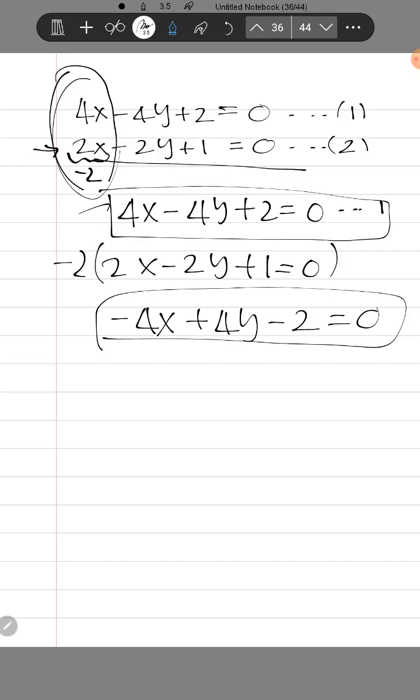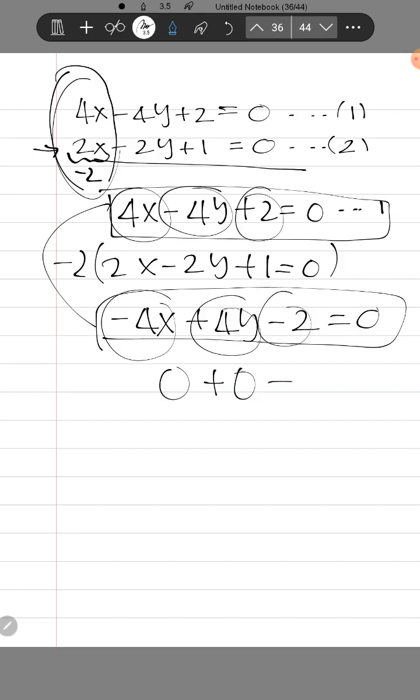Let's add these two. 4x minus 4x, 0. Minus 4y plus 4y, 0. Plus 2 minus 2, 0. 0 is equal to 0. I end up with just a simple statement to say 0 is equal to 0, which is true.